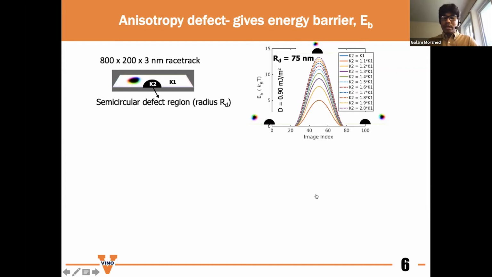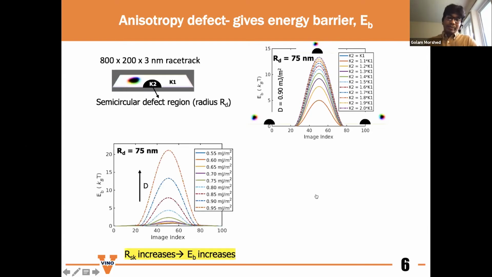One small note here: on the x-axis, we show the image index, which are basically snapshots of the skyrmion path when the skyrmion passes from one side to the other side of the defect, and we plot the minimum energy corresponding to this particular position of the skyrmion.